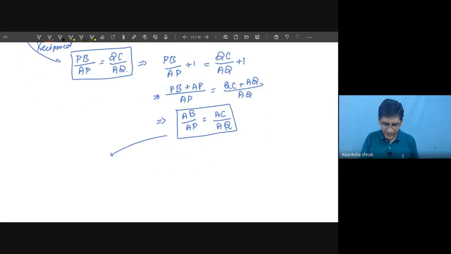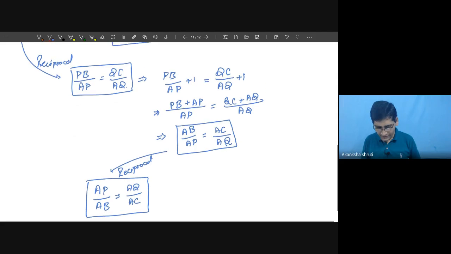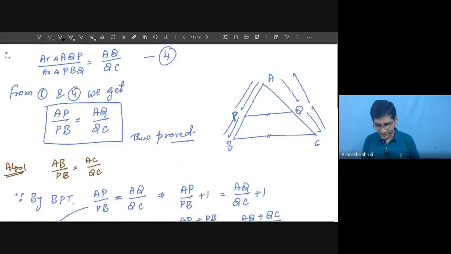Taking the reciprocal of this, we may keep this AP in numerator by AB in denominator and AQ in numerator and AC in denominator. So it is the other ratio. So student, while you have to prove the other derived ratios, you have to just apply either first taking the inverse, then adding, or first adding, then taking the reciprocal. So this way we are getting all the possible ratios. I have derived it. Okay.